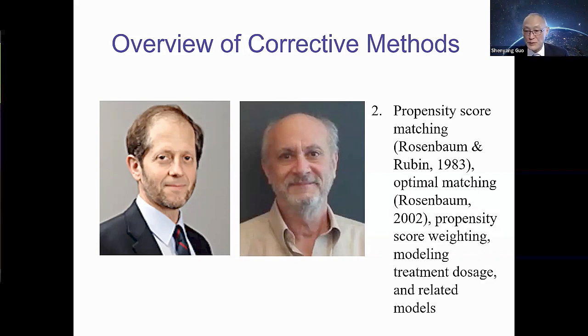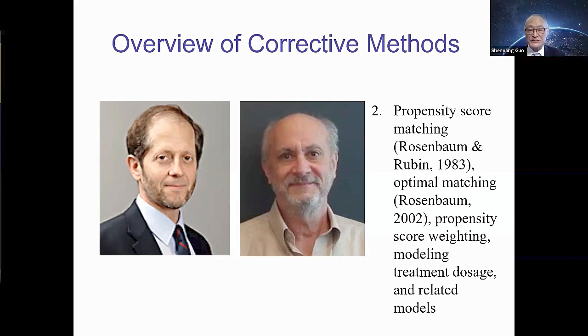In 2002, Rosenbaum developed optimal matching, which we will discuss tomorrow. Researchers also developed, based on the 1983 paper, covariance control. They also developed propensity score weighting, the IPTW, inverse probability of treatment weight estimator, also known as propensity score weighting. Based on this same paper, researchers also developed methods to analyze continuous treatment variables.